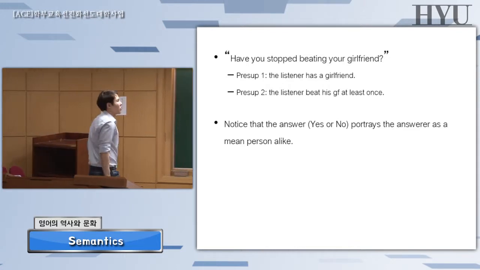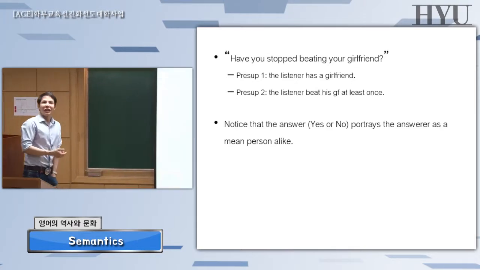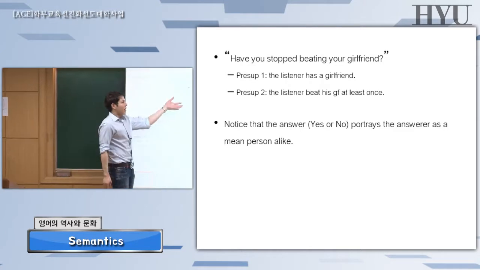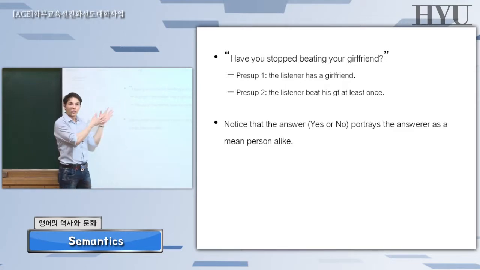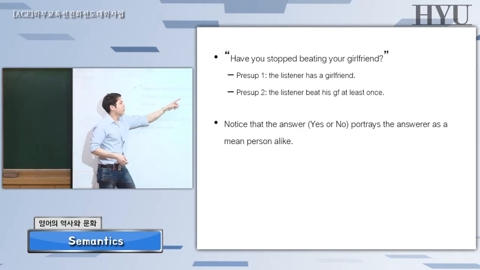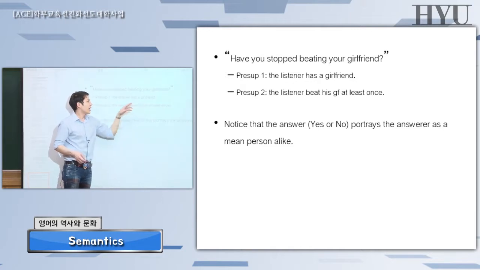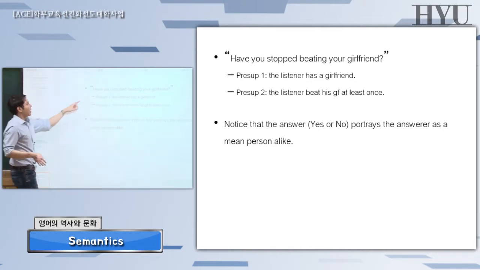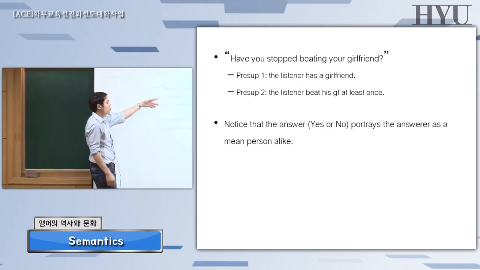Now, in this sentence also, if somebody asks you, have you stopped beating your girlfriend? There could be a few presuppositions here, right? The listener has a girlfriend according to the opinion of the sayer, like the existential, remember? And also the listener beat his girlfriend at least once in the past, right? Because the word stop presupposes that something must have happened before, and then it stopped. So there could be two presuppositions there.